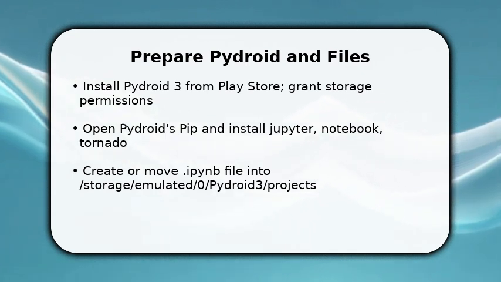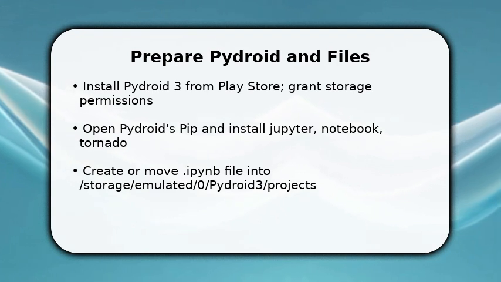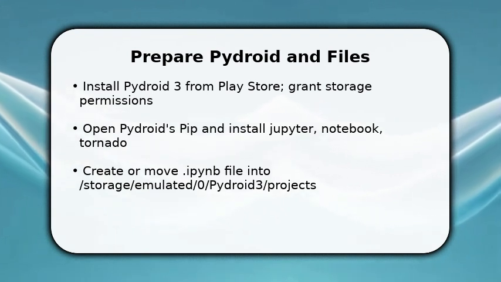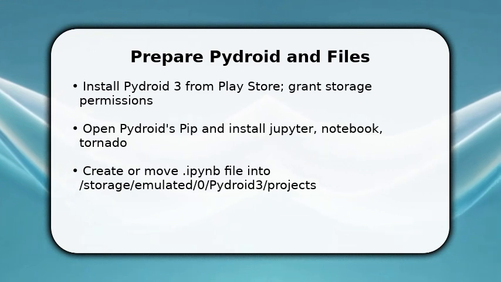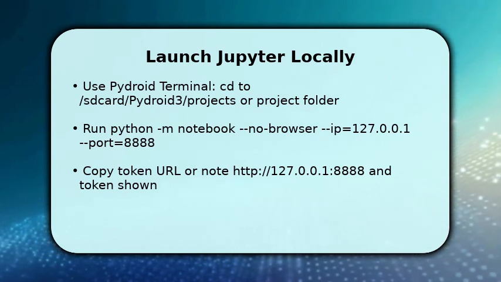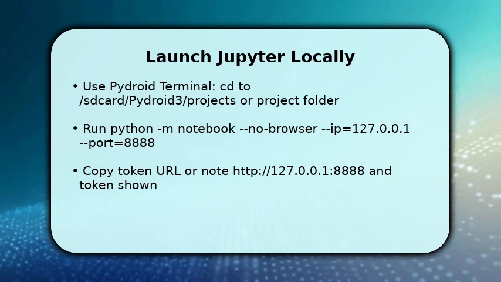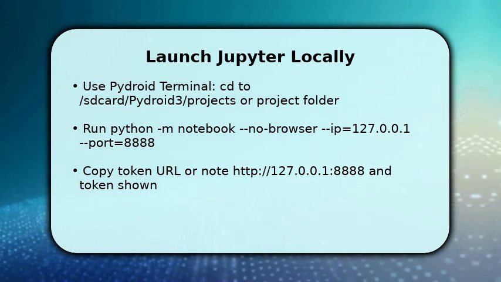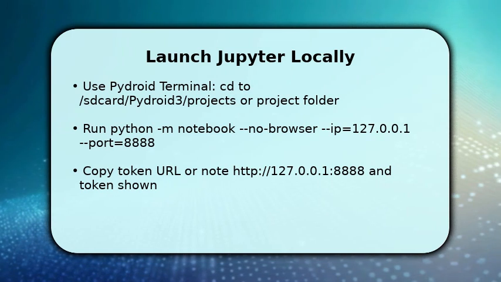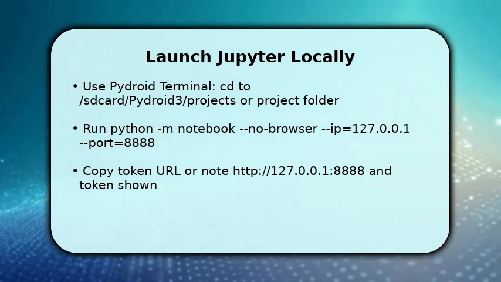You navigate into /SD card/Pydroid 3/projects or wherever you saved the notebook. Change directory using cd. Then run python -m notebook --no-browser --ip=127.0.0.1 --port=8888 to start the server without attempting a desktop browser. The terminal prints a token and a local URL. Copy the full token URL or note the token.